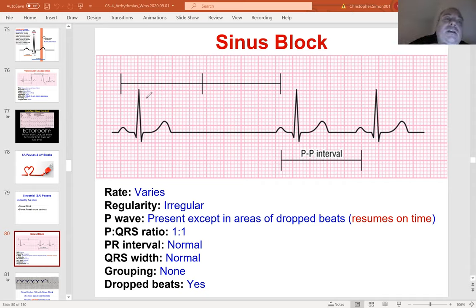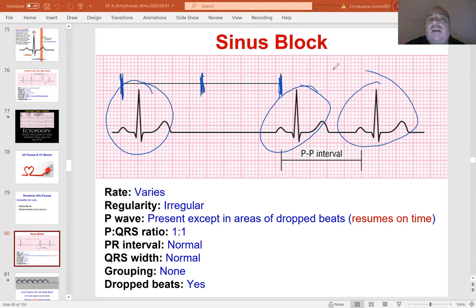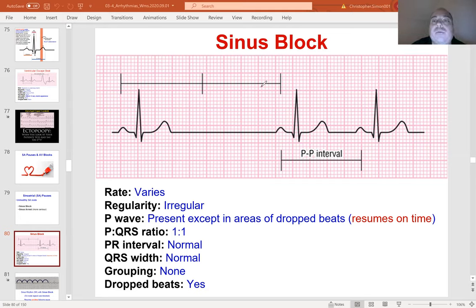In this case, now that we've labeled everything, let's march everything out. Here's your P, and here should be your next P, and here should be your next P, right? Because this one picks back up on the same timing pattern, we would say that that is a sinus block. All right, that's what we mean by that. If you told me it's a sinus pause, I'd be perfectly happy with that too.